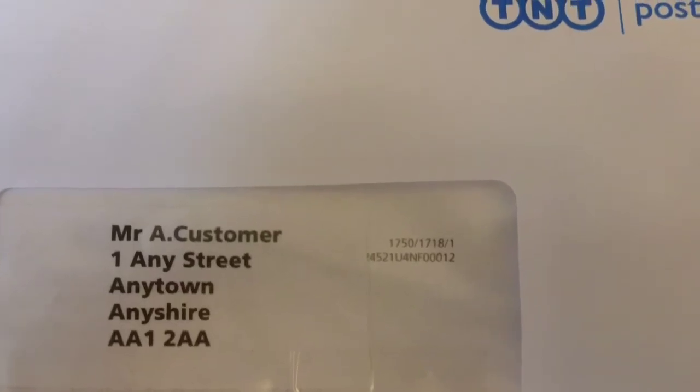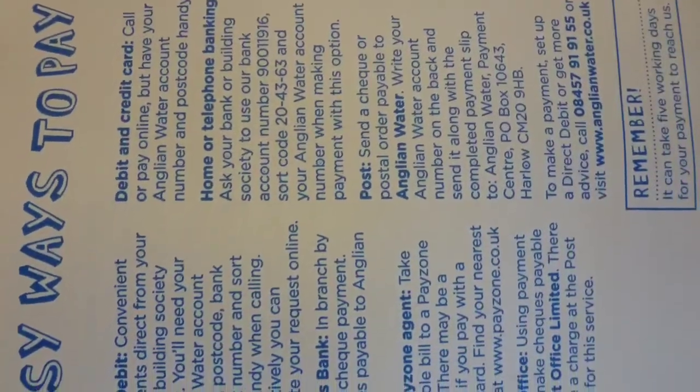So let's start with the envelope. On the front of the bill, we've got the details of the person that Anglian Water have down as being responsible for the charges at the property. On the rear of the bill, we've got the details of all the different ways that you can pay. Most of our customers choose to pay by direct debit. This means that the right amounts are taken regularly from your bill, freeing up time for you to do the things you want.